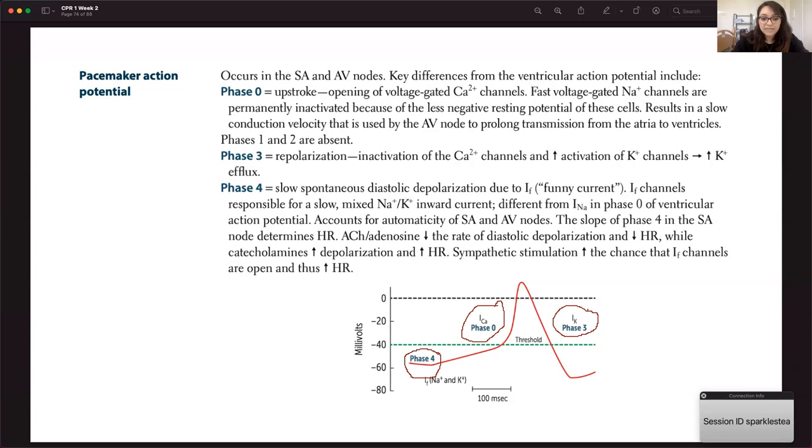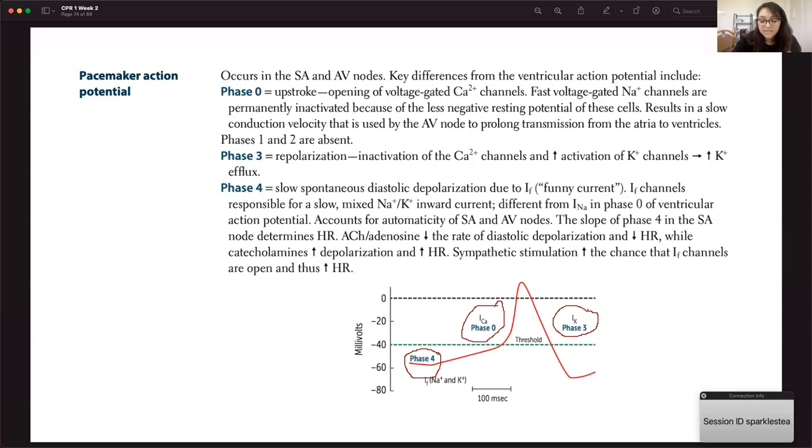It doesn't, because you still have those funny channels that are open and you have things that are flowing back and forth through them. So this is going to account for the automaticity of the SA and AV nodes. And so the slope of phase four, don't think that this is supposed to be a straight line. It does have a slight slope. So it's going to determine that heart rate.